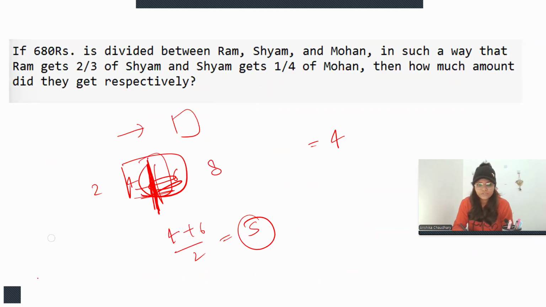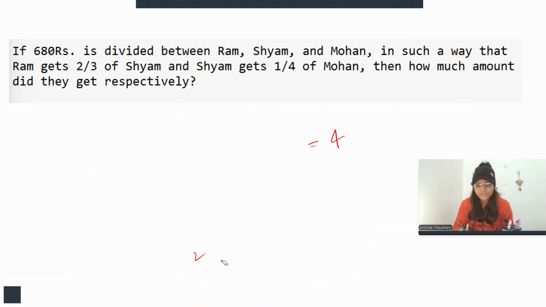Let's move on to the next question, but first let me erase this stuff. Okay, this question is also quite tricky and students consider it a difficult question, but I will make it super easy. Again, with the help of a shortcut trick, we will do it. If 680 rupees is divided between Ram, Shyam and Mohan in such a way that Ram gets 2 by 3 of Shyam and Shyam gets 1 by 4 of Mohan, then how much amount did they get respectively? See, if you follow the bookish method, it will take you a long time and a lot of calculation you need to do.